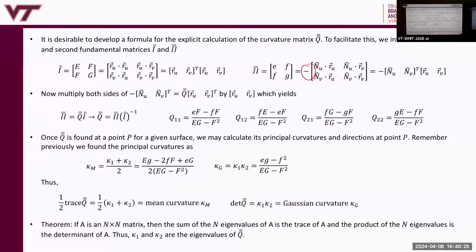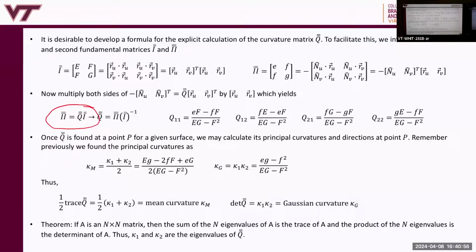All right. So we calculate these first and second fundamental forms. Now, what are we going to do? Multiply both sides of this expression in terms of the curvature matrix by RU/RV. What does that do? That allows us to isolate the Q, because here we have this expression, Q2 is equal to Q into 1, right?